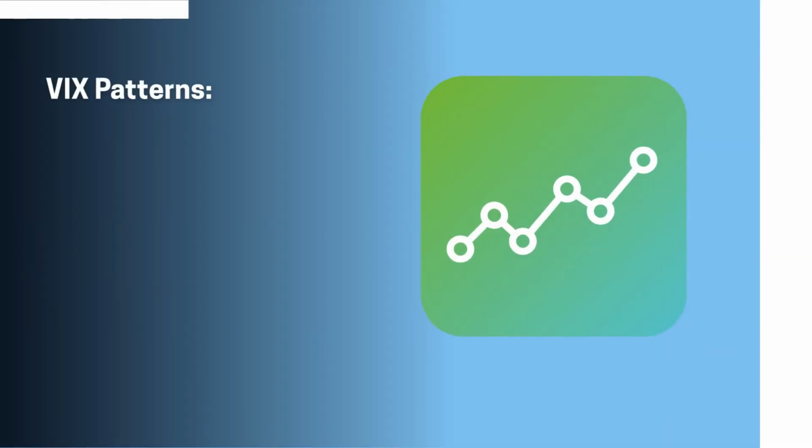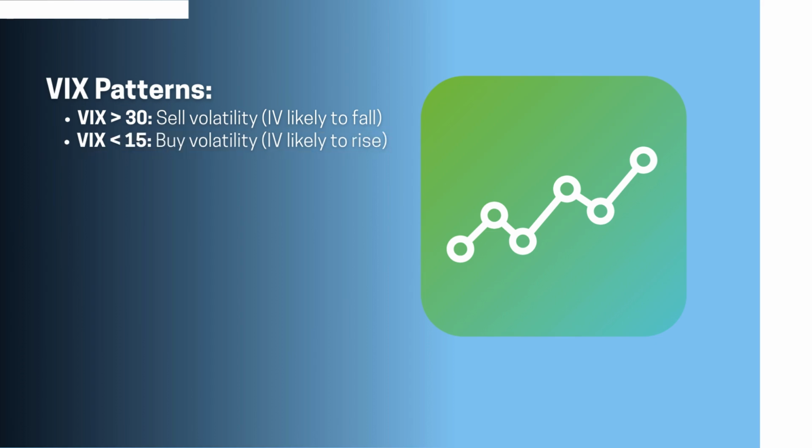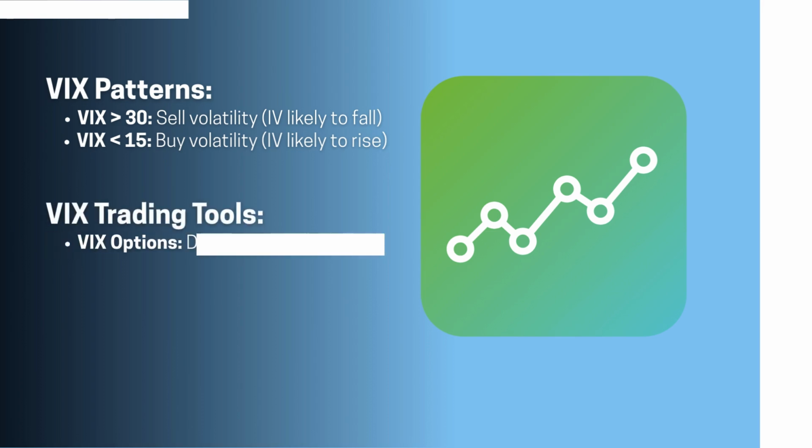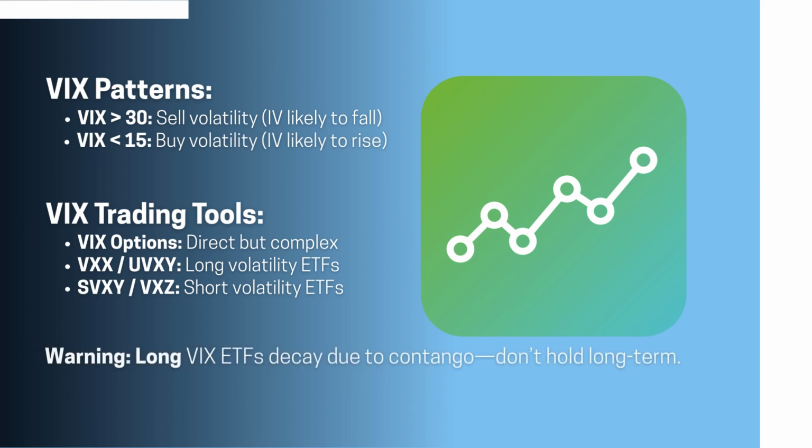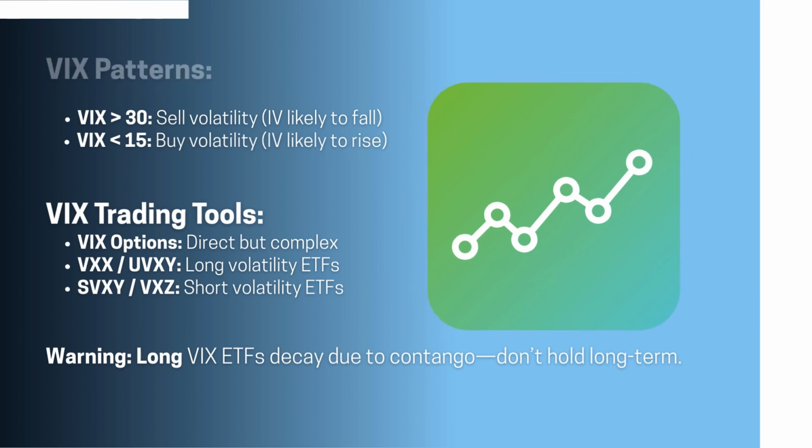VIX patterns. VIX greater than 30, sell volatility, IV likely to fall. VIX less than 15, buy volatility, IV likely to rise. VIX trading tools. VIX options, direct but complex. VXX, UVXY: long volatility ETFs. SVXY, VXZ: short volatility ETFs. Warning, long VIX ETFs decay due to contango, don't hold long-term.